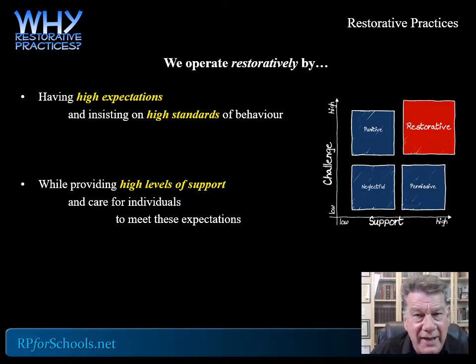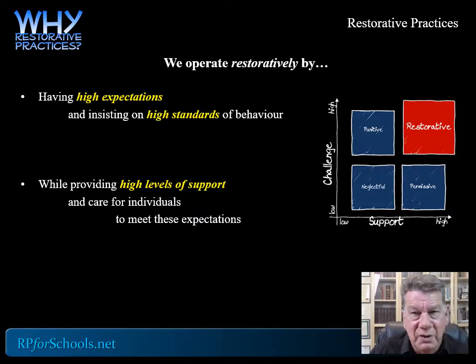So we don't just leave them hanging in a punitive response. We don't ignore them in a neglectful response. We don't just nurture in a permissive response. In a restorative response, a restorative way of working, we have high expectations and high standards. And RP is about maintaining high standards.